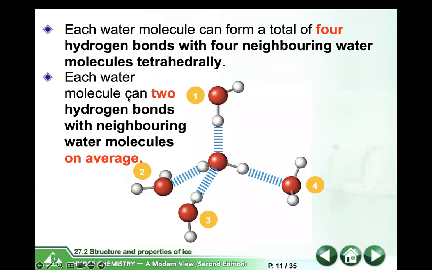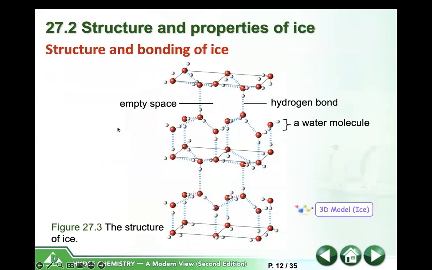But each water molecule can form 2 hydrogen bonds with neighboring water molecules on average. Now, if you describe one molecule, it can form 4 hydrogen bonds. However, it is not on average, because on the edge side, there should be no hydrogen bond at all. So on average, it has just 2 hydrogen bonds with neighboring water molecules.